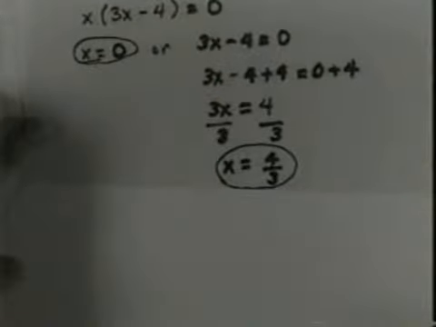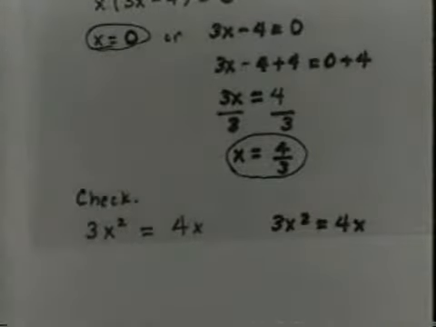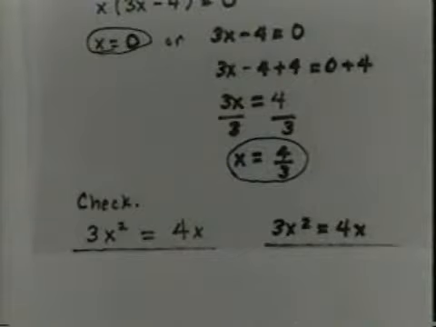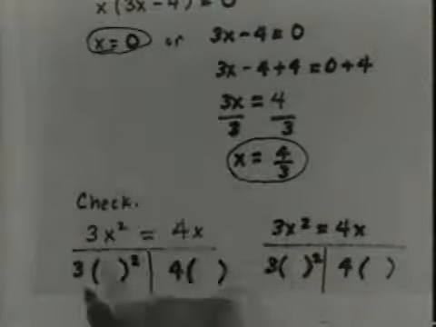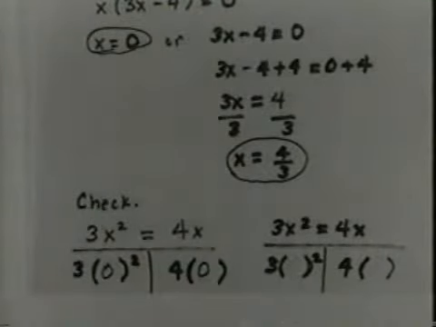Now, we've got two values to check. Let's check both of them. Remember that we checked them in the original equation. 3x squared equals 4x. So let's get our setup. The 3x squared equals 4x. We'll fill in the x value. Let's first check the 0. So we'll fill in 0 on both sides of the equation.